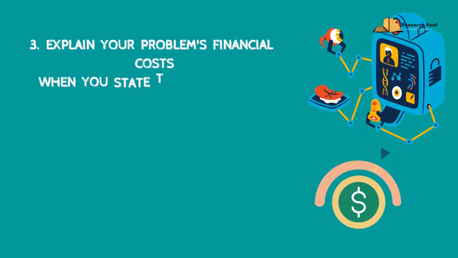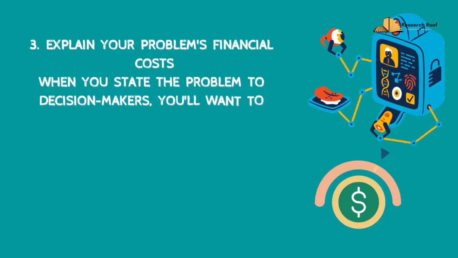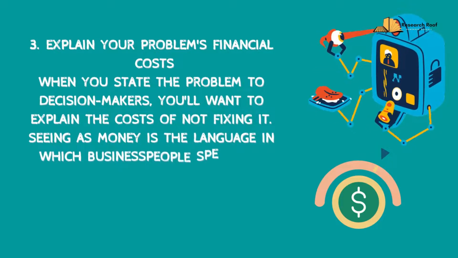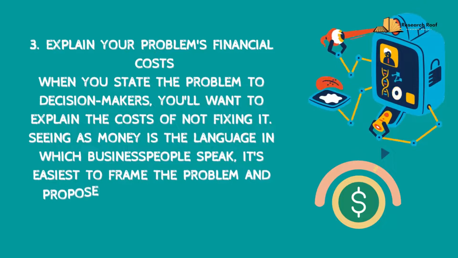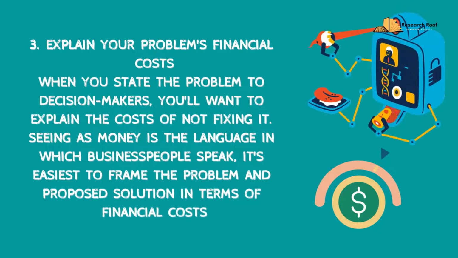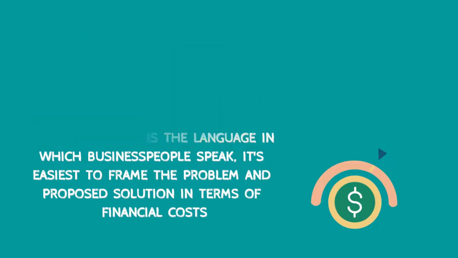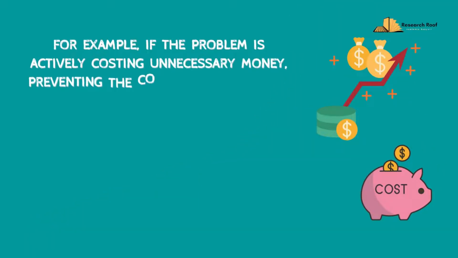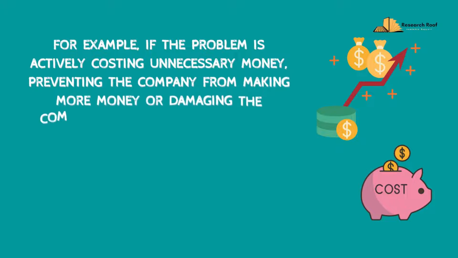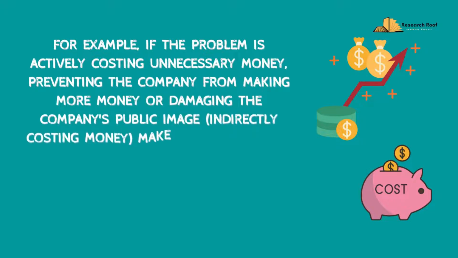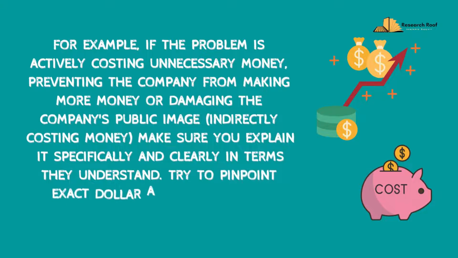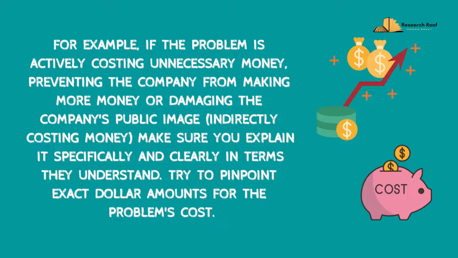3. Explain your problem's financial costs. When you state the problem to decision makers, you'll want to explain the costs of not fixing it. Seeing as money is the language in which business people speak, it's easiest to frame the problem and proposed solution in terms of financial costs. For example, if the problem is actively costing unnecessary money, preventing the company from making more money or damaging the company's public image, indirectly costing money, make sure you explain it specifically and clearly in terms they understand. Try to pinpoint exact dollar amounts for the problem's cost.